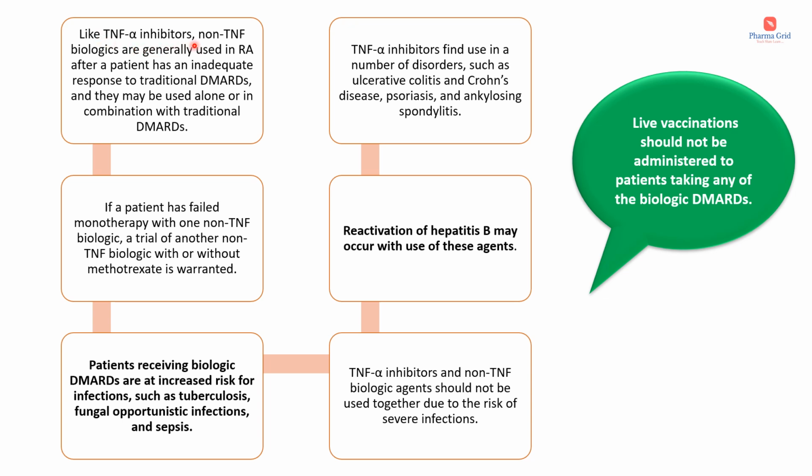Like TNF alpha inhibitors, non-TNF biologics are generally used in rheumatoid arthritis if a patient has an inadequate response to traditional DMARDs, and they may be used alone or in combination with the traditional disease-modifying anti-rheumatic drugs. If a patient has failed monotherapy with one non-TNF biologic agent, a trial of another non-TNF biologic with or without methotrexate is warranted. Patients receiving biologic DMARDs are at increased risk for infections such as tuberculosis, fungal opportunistic infections, and sepsis.